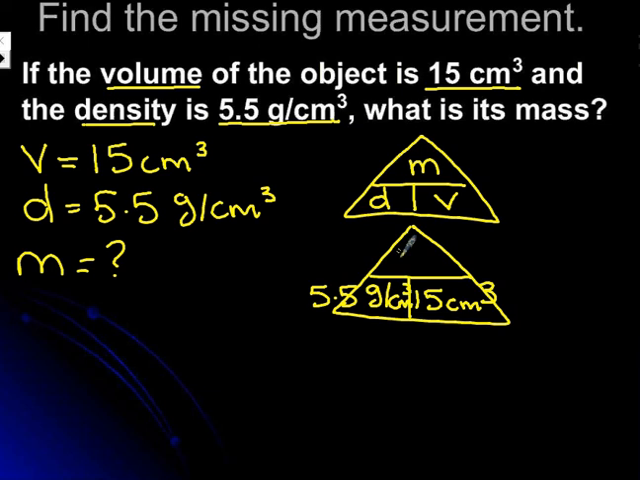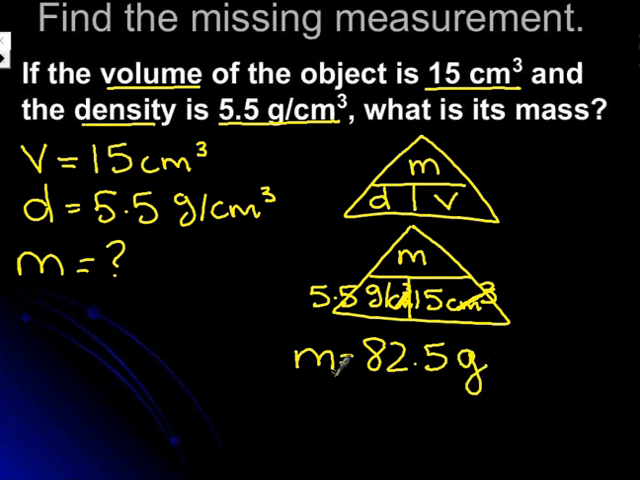And I'm looking for my mass, which is up at the top. So the fact that these numbers are side by side means I need to multiply them. So I'm going to take 5.5 and multiply it by 15. So I end up with my mass equaling 82.5 when you plug it into the calculator. And then do you see how there are centimeters here and centimeters here? Well, those will end up canceling out, leaving you with nothing but grams.